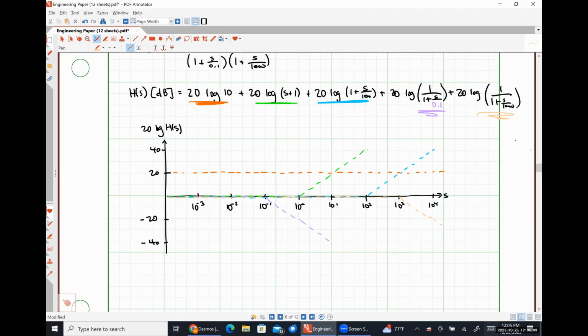So those are all of our constituent parts. And now I'm just going to add stuff over point by point. So way over here, I have 0 plus 0 plus 0 plus 0 plus 20 decibels. So it's going to look like 20 decibels, still 20 decibels, still 20 decibels. So up until this point, we just have a flat 20 dB.